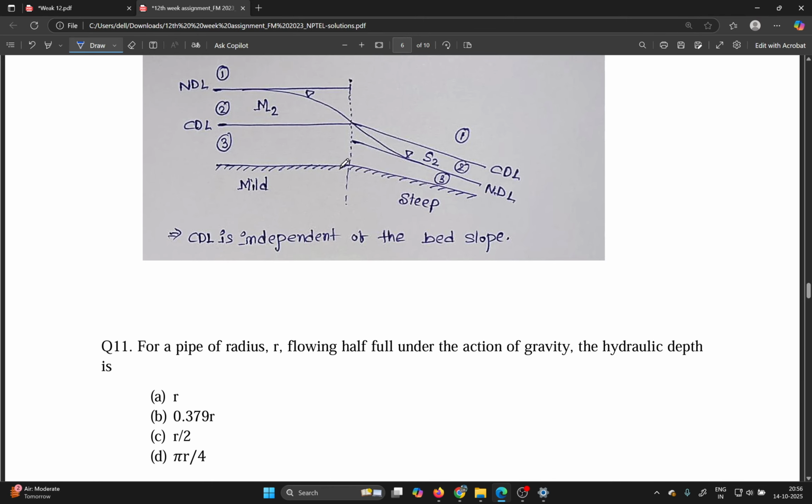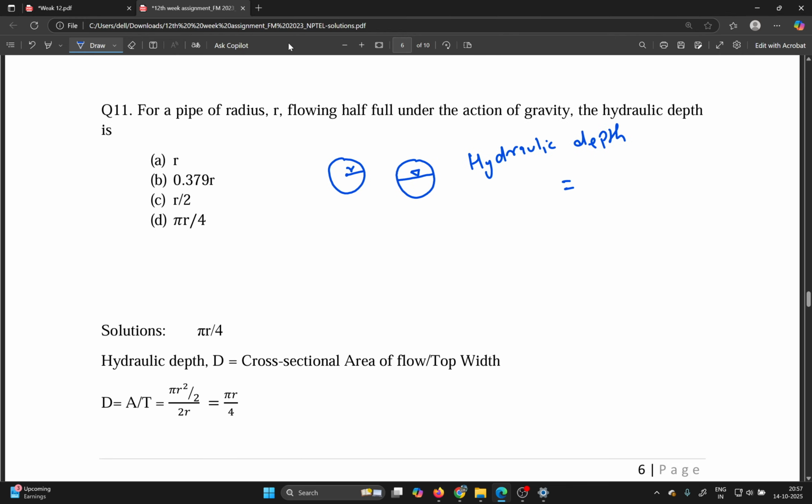Next question. For a pipe of radius r flowing half full under the action of gravity, the hydraulic depth is? Hydraulic depth. Pipe of radius r, half full, means behaving like open channel. So what will be the hydraulic depth? Hydraulic depth is nothing but A by T, area by top width. What is the area?